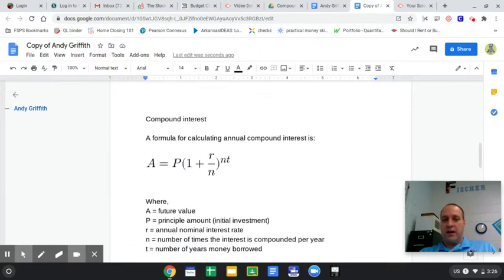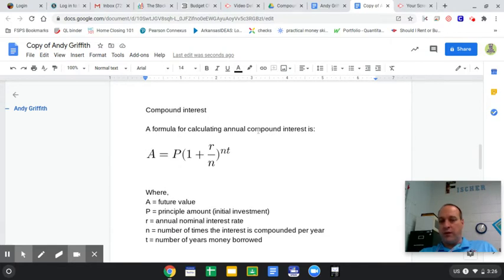All right, so now down here, there's a formula for calculating annual compound interest. This is the principal, and then 1 plus the rate, which in this case, the principal was 100. The rate was 8.5%. This is how many times it's compounded a year. In this scenario, it was compounded just once a year. So n would be 1 and n would be 1. And then t would be how many years.